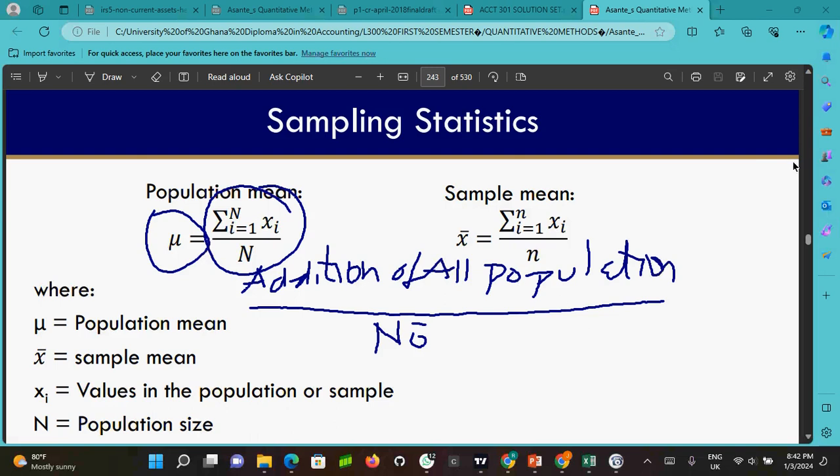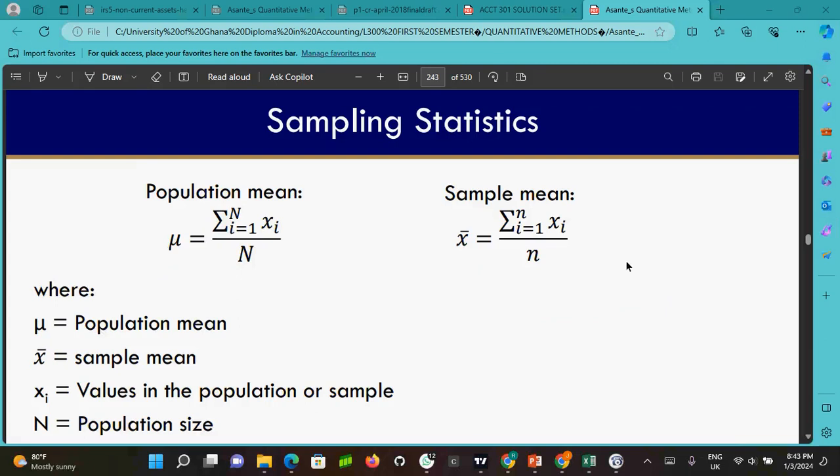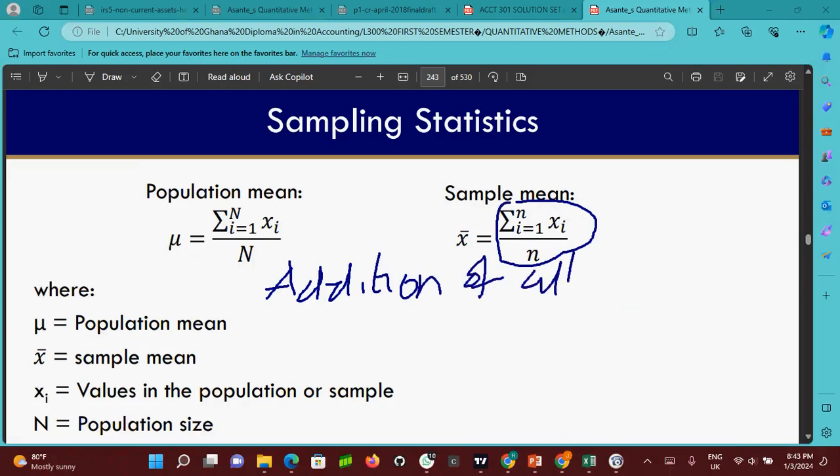This is what the population mean is. The same way here, the sample mean: you add all the samples that they've selected. So the addition of all the samples that they've selected.